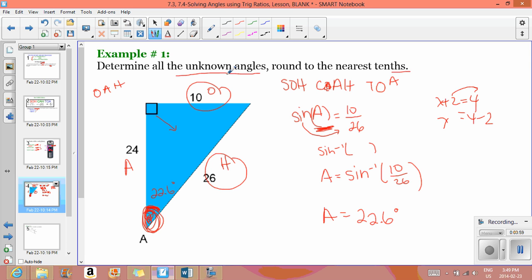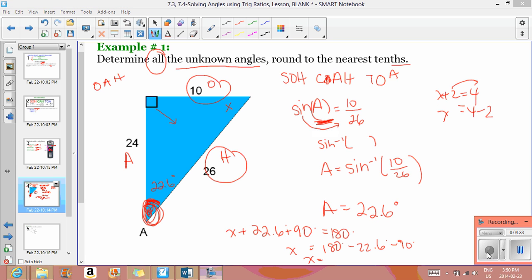The last thing that we need to do, because it asks us for all unknown angles, is to find this one. I'm going to label it X. So we could do a trig ratio again, but there's actually an easier way. If you recall back to like grade 7 and 8, we can state something about the inside angles inside the triangle. If we remember, all of the interior angles of a triangle should always add up to 180. So this would mean X plus 22.6 plus 90 should equal 180. And if you solve for this, you will get that X is 67.4 degrees. And so now you've solved for all of the unknown angles.